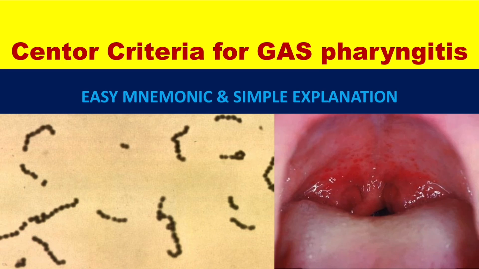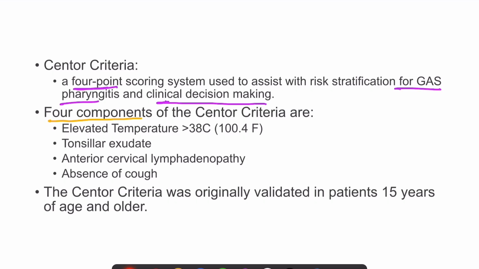Today, we'll briefly discuss the Centor Criteria for Group A Streptococcal Pharyngitis, and we'll learn an easy mnemonic to remember the components of the Centor Criteria. This Centor Criteria is a 4-point scoring system, and it is used to assist with risk stratification for Streptococcal Pharyngitis and for clinical decision making regarding the treatment.